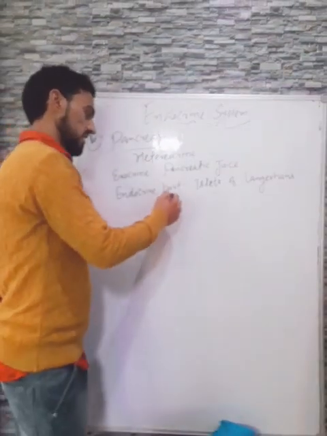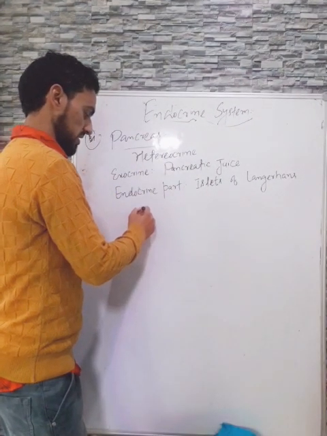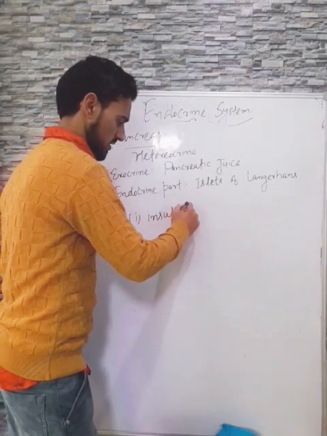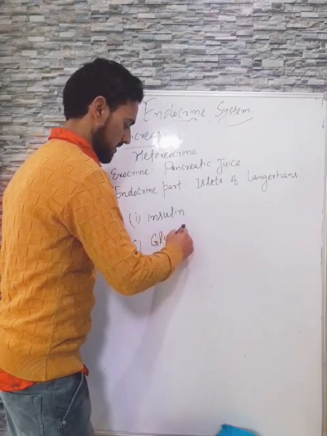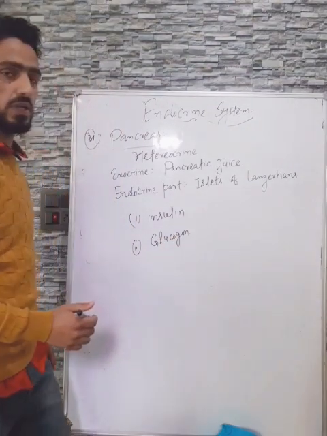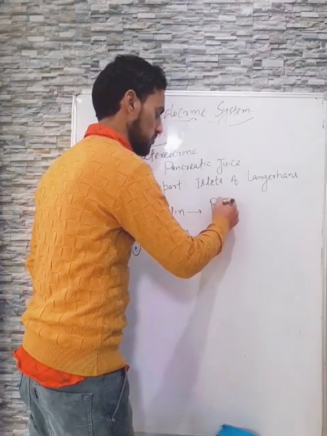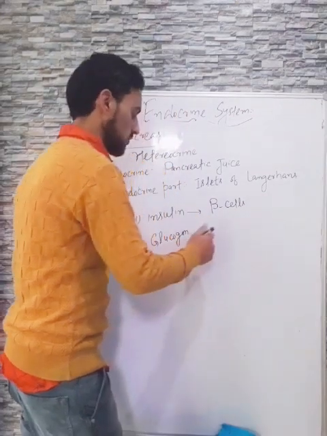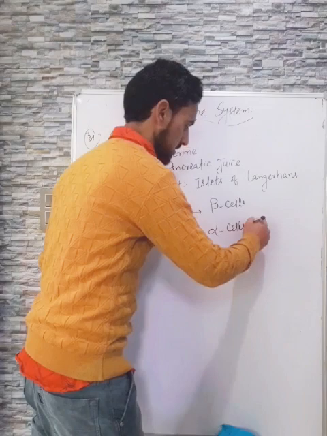And the various hormones which are secreted by the pancreas, there are two hormones which are secreted by the pancreas. The first hormone is known as insulin, and the second hormone is known as glucagon. These are the two hormones which are secreted by the pancreas. And this insulin is secreted by the beta cells of the islets of Langerhans, and glucagon is secreted by the alpha cells of the islets of Langerhans.